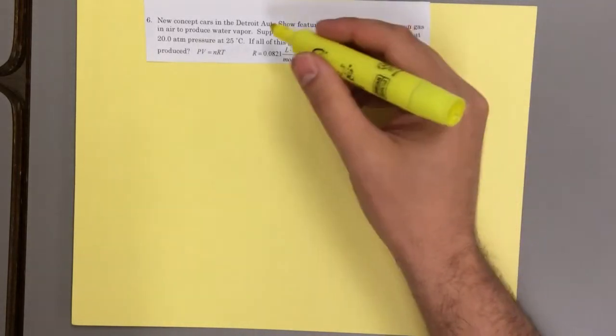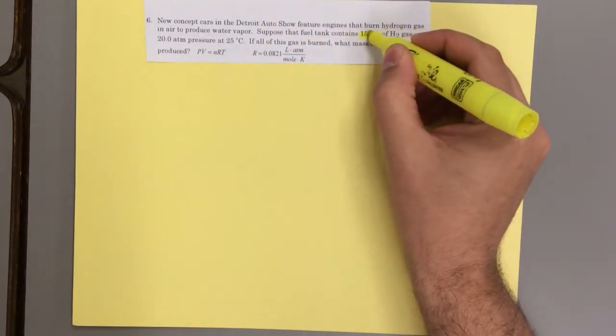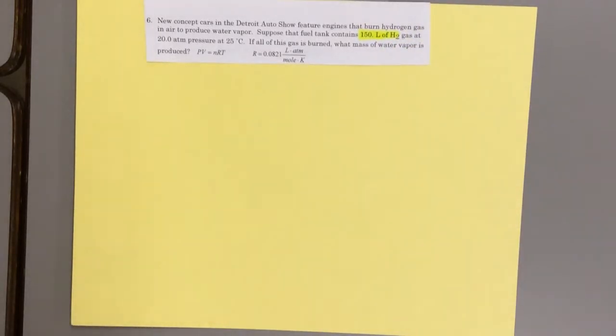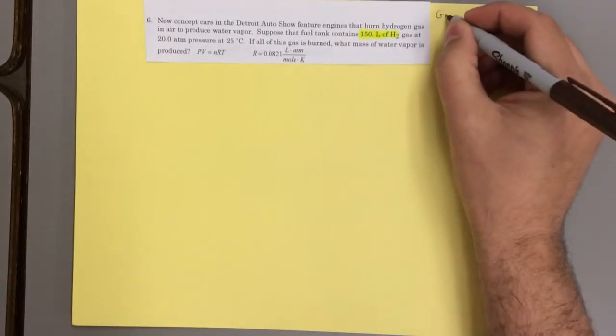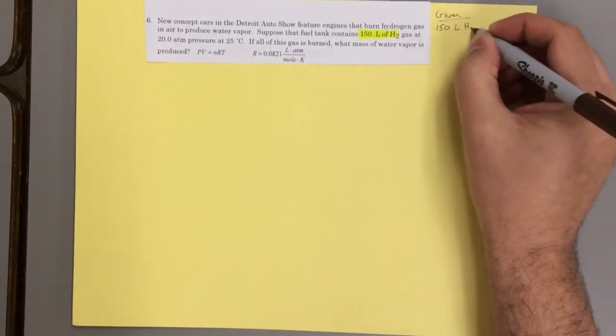given. So in the first part of the problem here, it says that the fuel tank that we're considering that would have hydrogen gas in it has a total volume of 150 liters of hydrogen. So in our given section, we are going to say we have 150 liters of hydrogen.